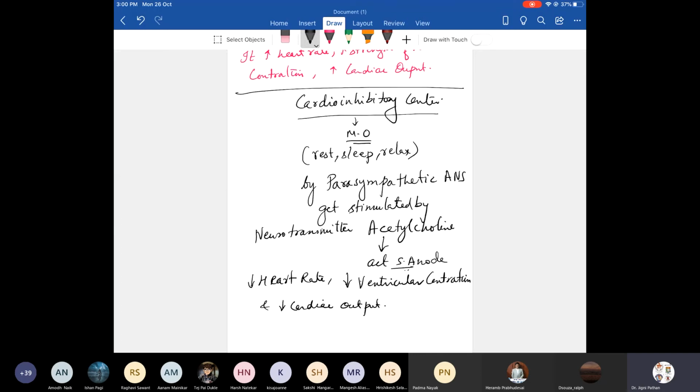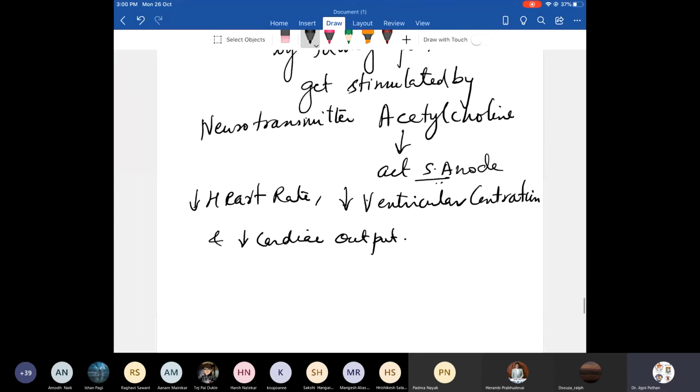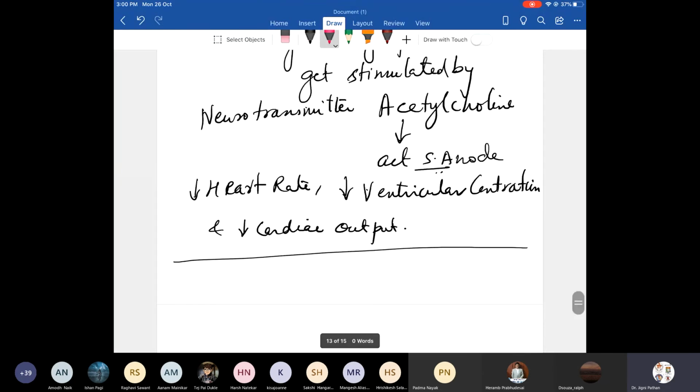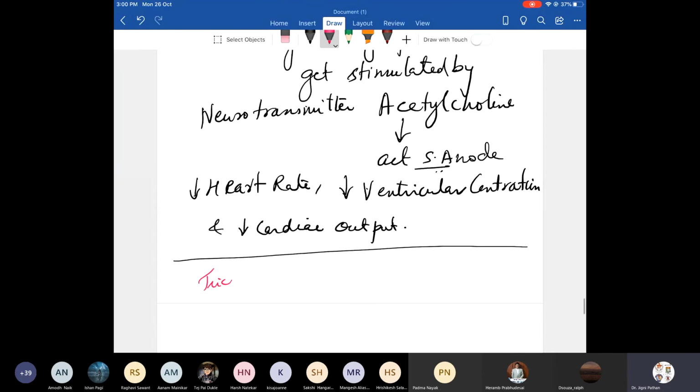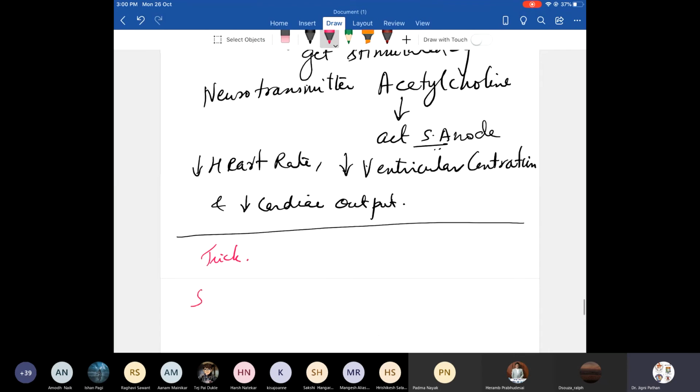The easy way to remember this is important. They'll ask you which neurotransmitter does what. Important question. The trick to remember this is you can remember as PSI. PSI means sympathetic. S is for sympathetic. A is for adrenaline, and I is for increased heart rate. Do you want me to write or you understood?